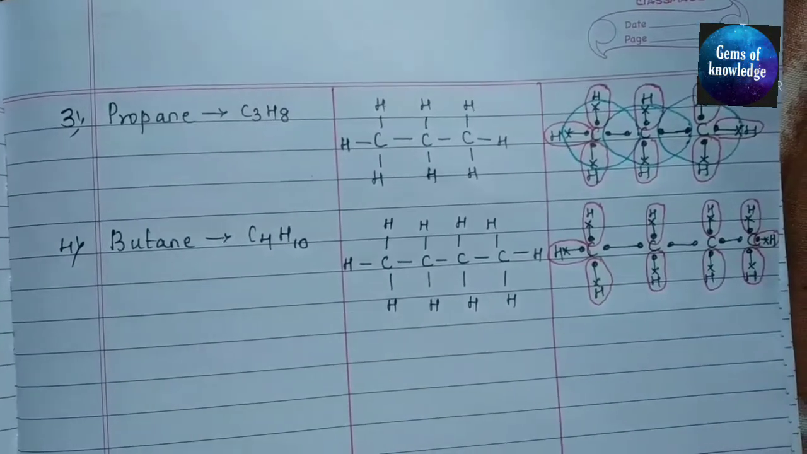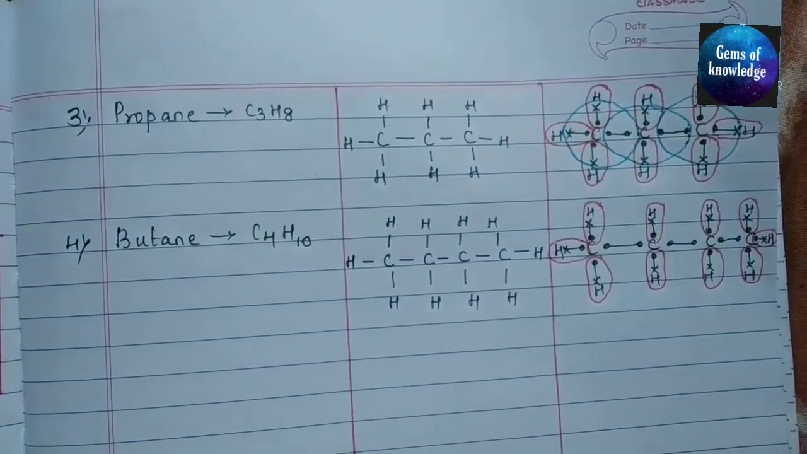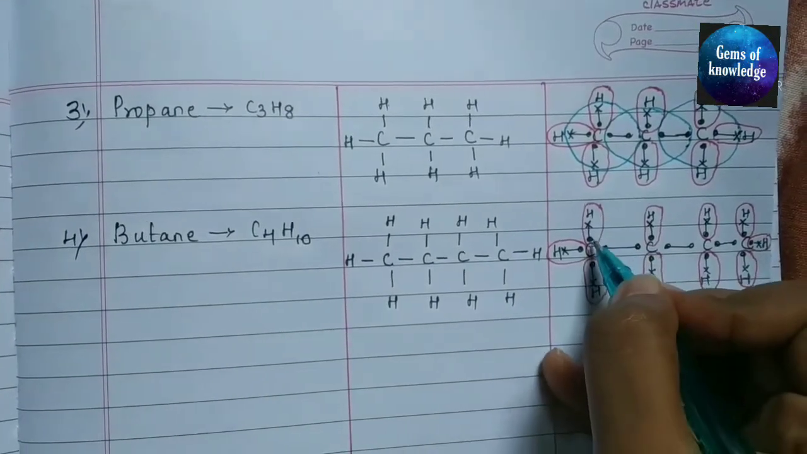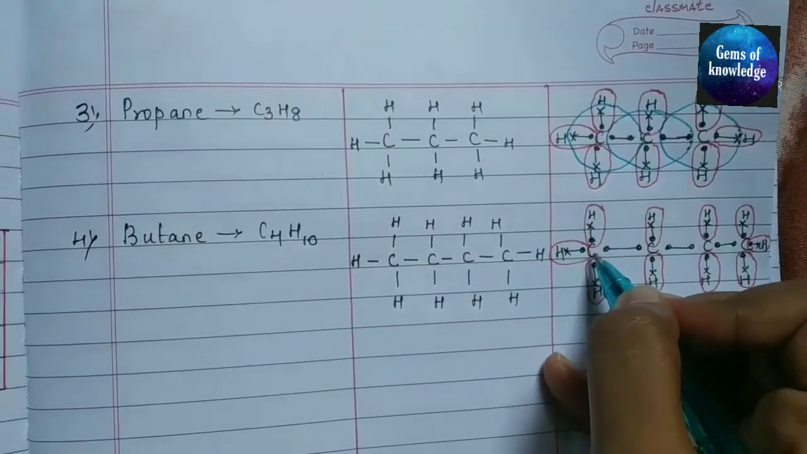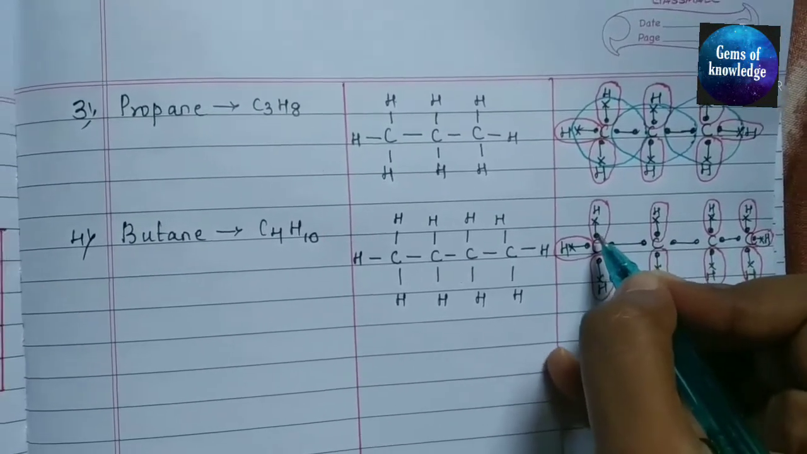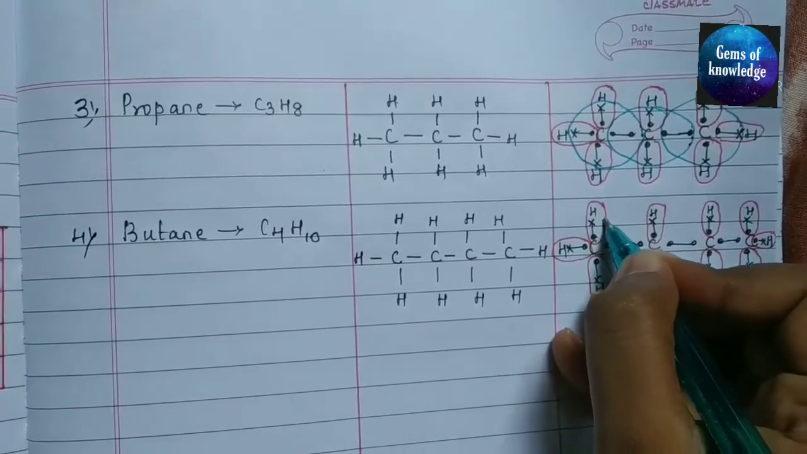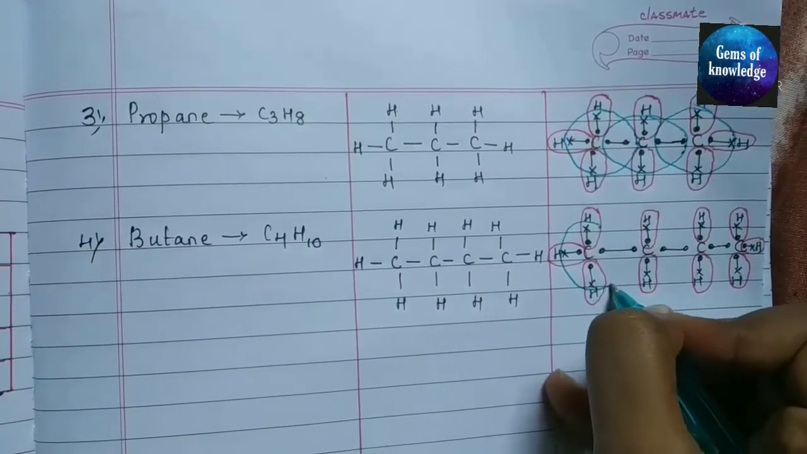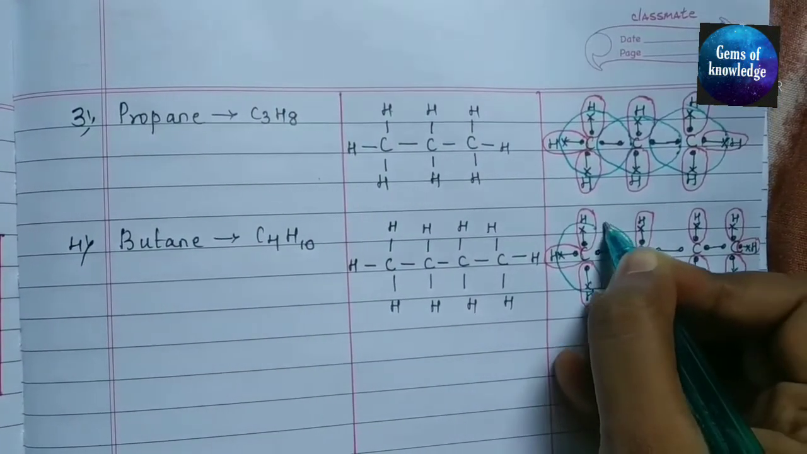Okay, next. Carbon will form a bond with its nearest 8 electrons. Instead of 4, it is having 4 bonds. 4 bonds means 8 electrons. Just see, 1 2, we'll start from here, 1 2 3 4 5 6 and 7 8.